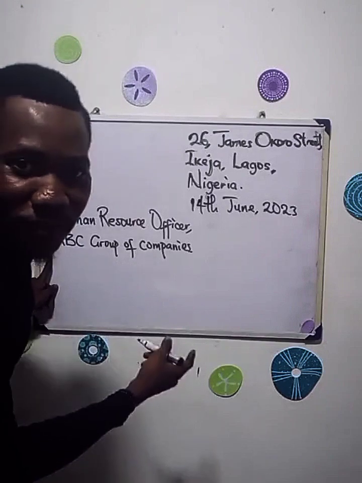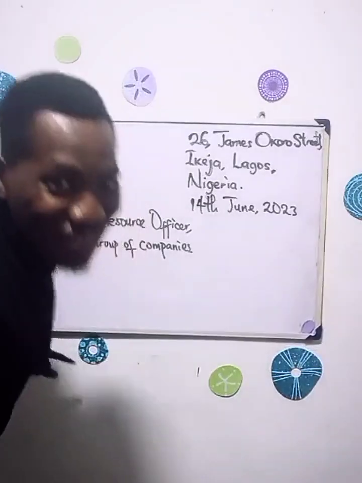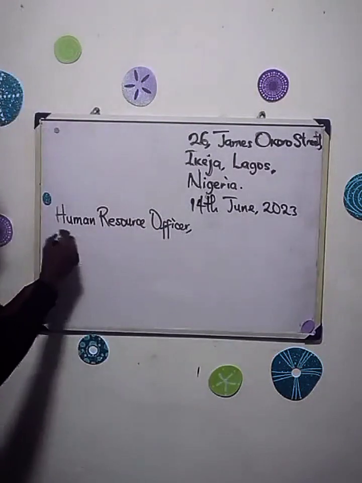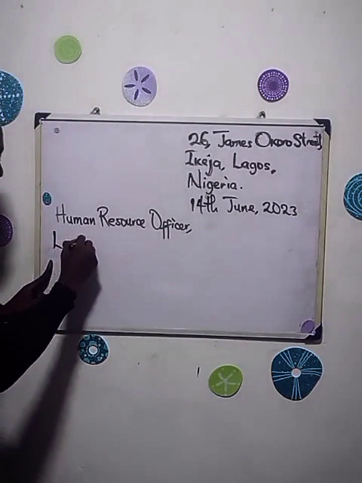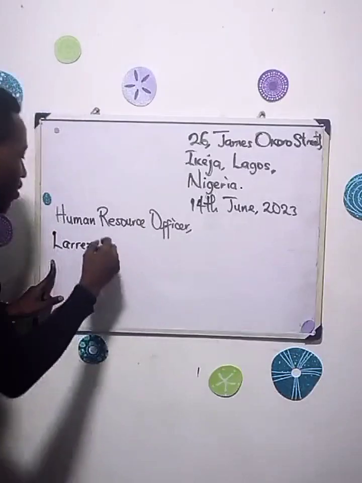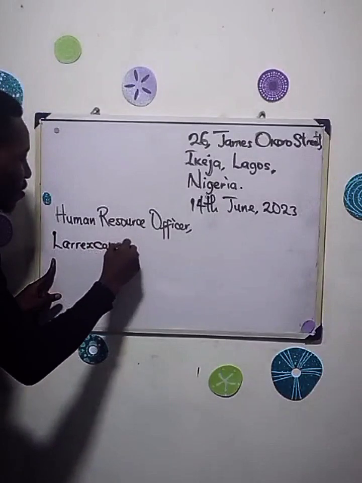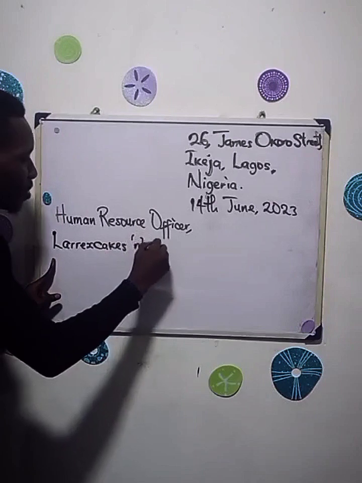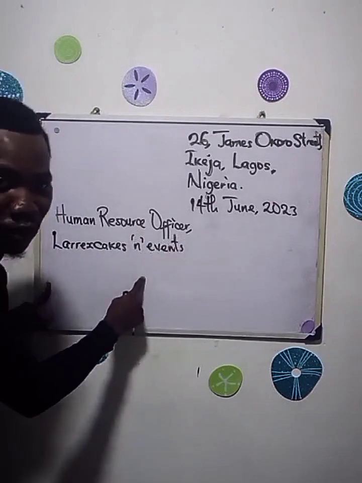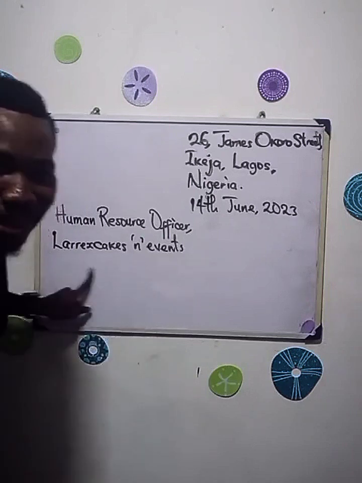So HR of, okay, let's use Larex Cakes and Events. Larex Cakes together, and Events. Larex, where's the address? Or should we fake it? Should we get a fake address?